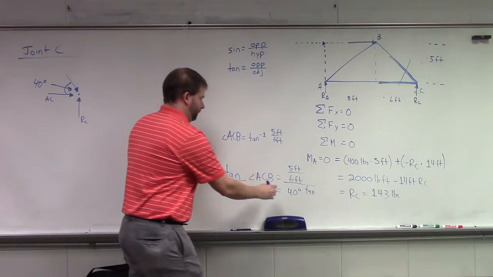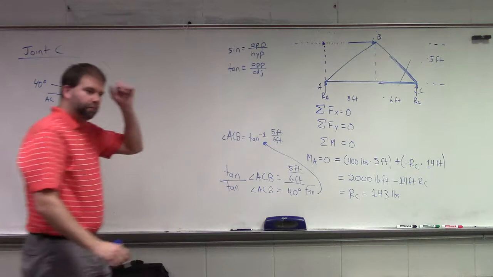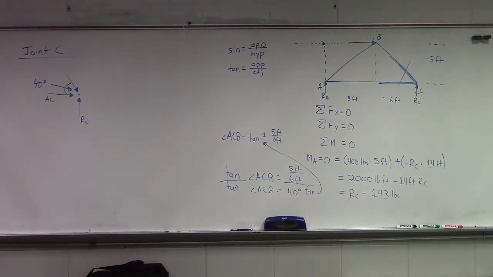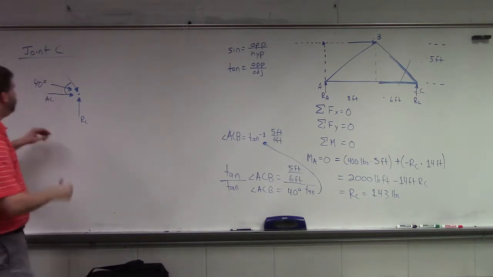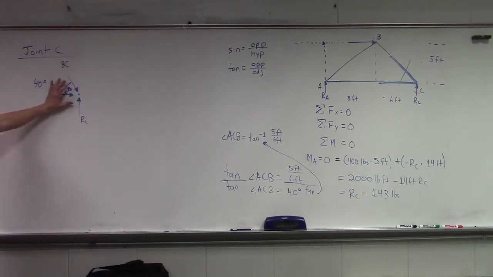And that just becomes that inverse. Keep in mind too, if you're punching it in on your calculator, you've got to be in degrees to get it to spit back out in degrees, right? If you're in radians, it's going to give you how far you're traveling on the circumference of the circle. So it's 40 degrees.